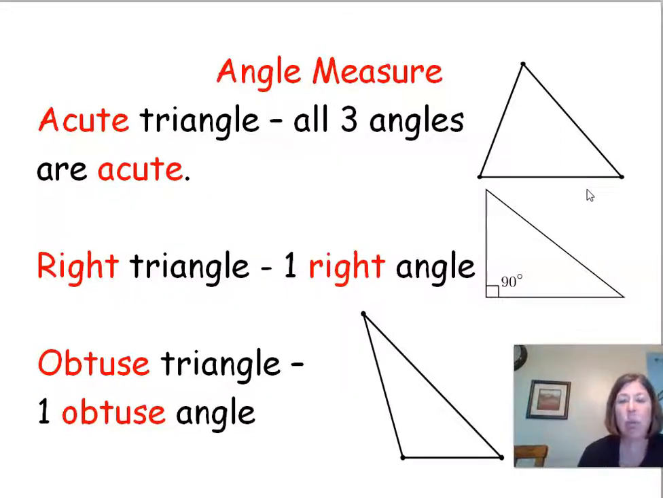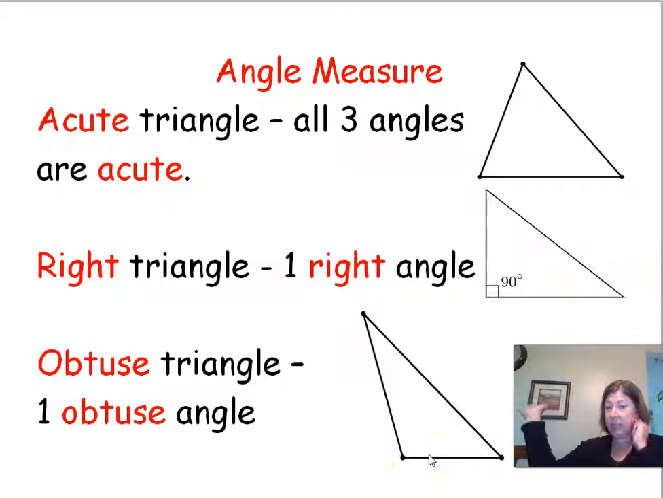Then we go to a right triangle. A right triangle has one right angle. We know that a right angle is exactly 90 degrees, and oftentimes we see that square to let us know that that represents a right triangle. And the last is our obtuse triangle. And it has one obtuse angle right here.